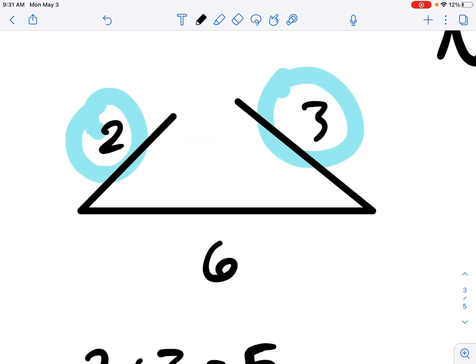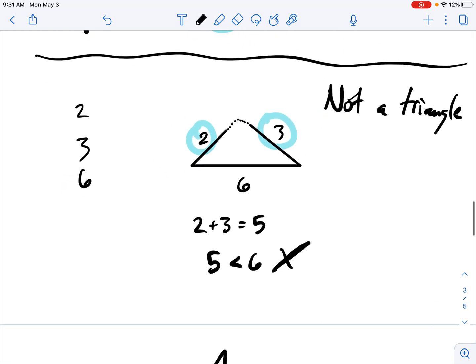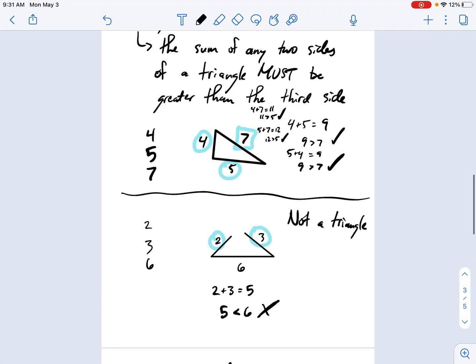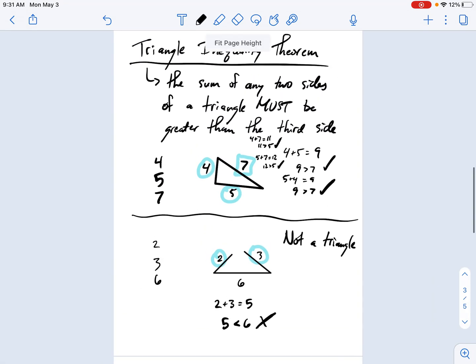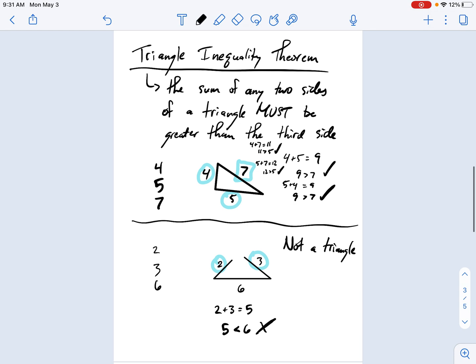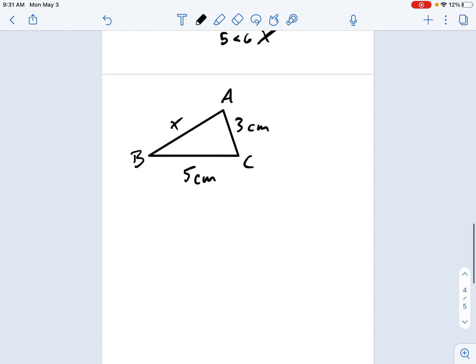And it would end up looking like this, where the side lengths don't quite connect. You want them to go a little bit farther so that they connect, right? But they're not going to connect. So just a reminder, the triangle inequality theorem says that the sum of any two sides of a triangle must be bigger than the third side, okay?